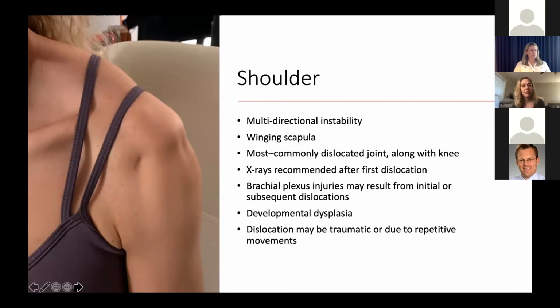The other most common one is going to be the knee. But with the shoulder, we already know it has the most mobility of any joint in our body. So with that excess mobility naturally comes the risk for instability. And then you double down on your excess mobility in these hypermobile patients, and you're setting them up for subluxations and dislocations. Sometimes we can get a brachial plexus injury or some other nerve injury in these dislocations, especially if they're repeated or the first one is more traumatic. We also can see some developmental dysplasias at the shoulder and also at the hip in these patients.